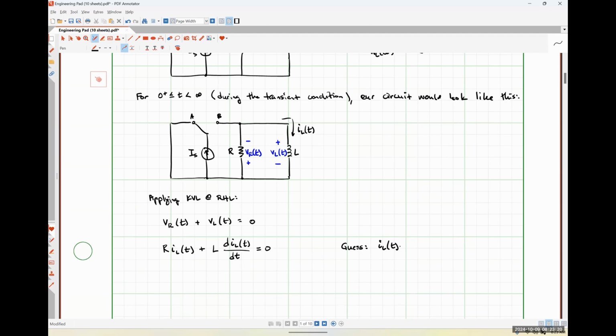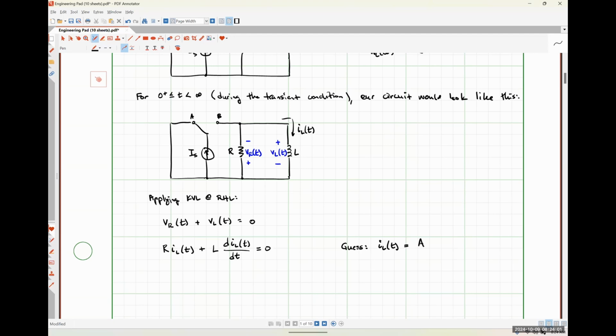for what form IL of t needs to have to satisfy this particular differential equation, okay? So what I have here is some constant value R times a function plus some constant value L times the derivative of a function have to add together to equal 0. So effectively what I'm looking for is a function where the function and the first derivative are effectively the same thing. So what mathematical function do you guys know of that satisfies that? An exponential function.